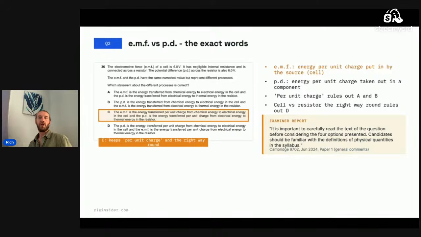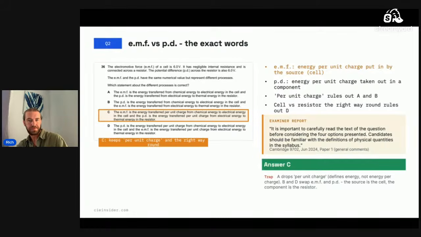Okay, so it's important to carefully read the text of the question, first of all, but also, obviously, of the options. Candidates should be familiar with the definitions of physical quantities in the syllabus. Like I say, that link to the trainer should help you a lot with that kind of thing. So C. A drops per unit charge. It defines energy, not energy per unit charge, so not EMF or PD. Therefore, we go with C.